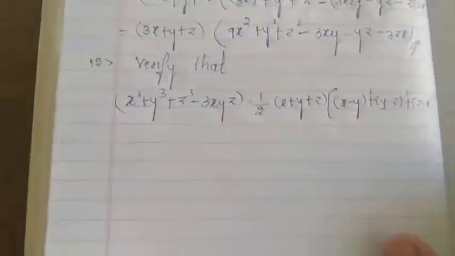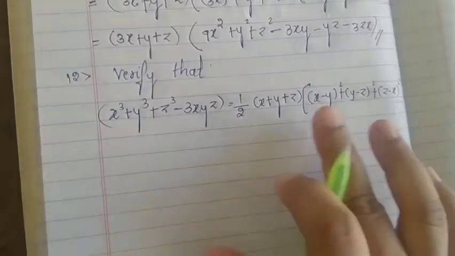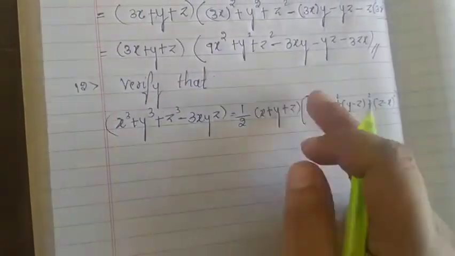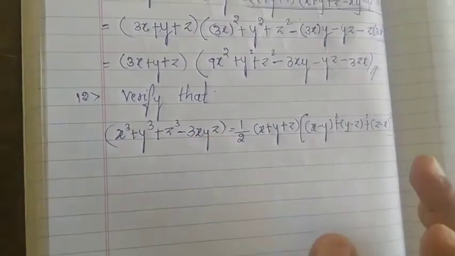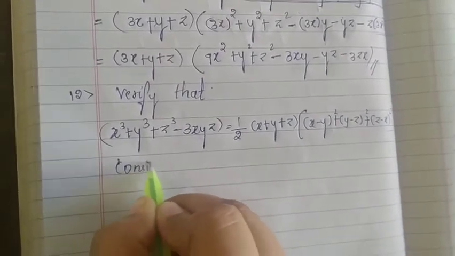Okay, so now what you have to do here is, first you have to consider the RHS, that means the right hand side of this question. So the right hand side you have to simplify and you should get the answer as x cube plus y cube plus z cube minus 3xyz. Okay, so now let us consider the right hand side of this question.